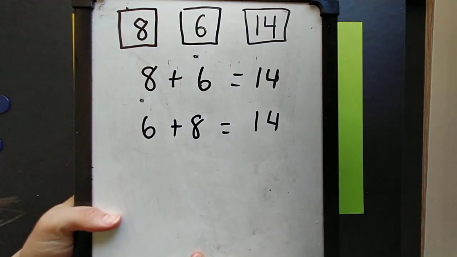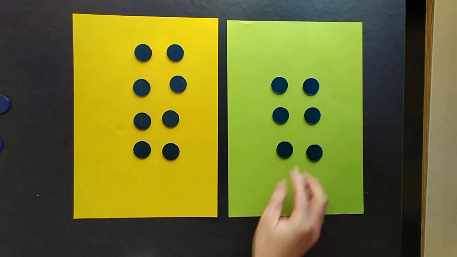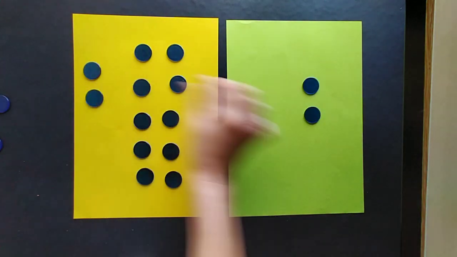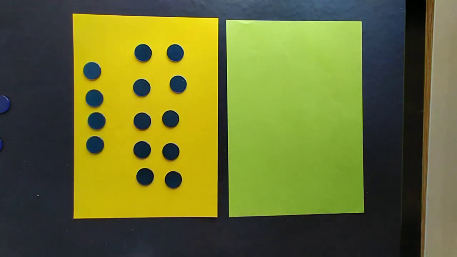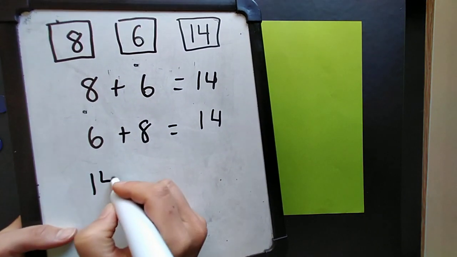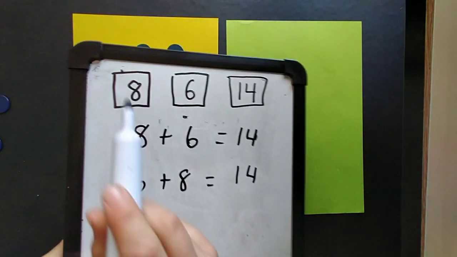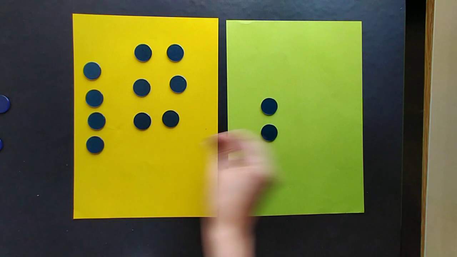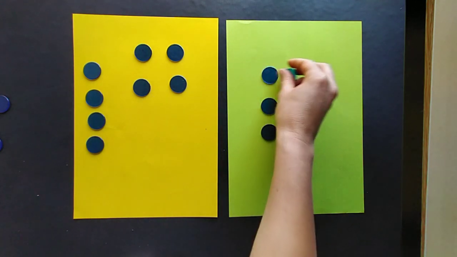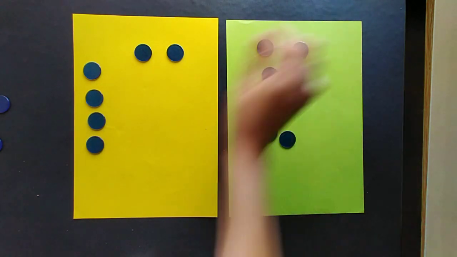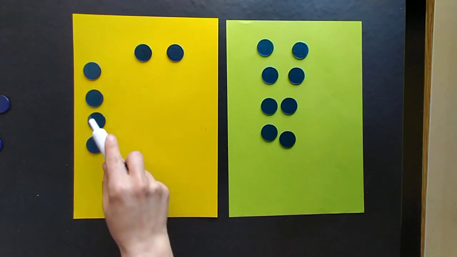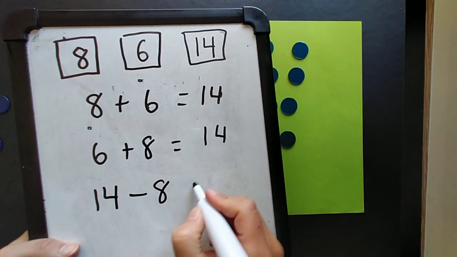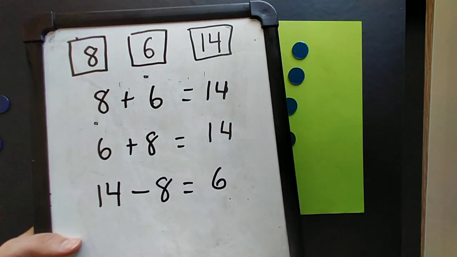Now we can do a subtraction. Remember to start on the big number. 14. Take away. Let's take away the 8. 2, 4, 6, 8. 1, 2, 3, 4, 5, 6. 14, take away 8 equals 6.